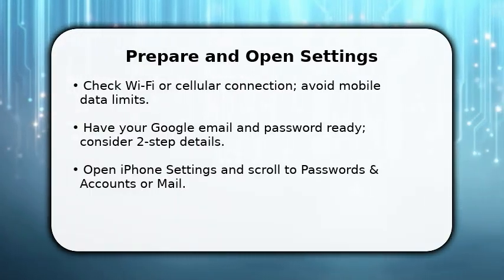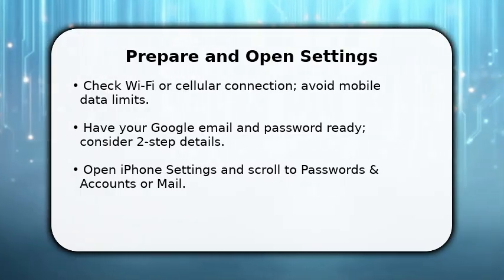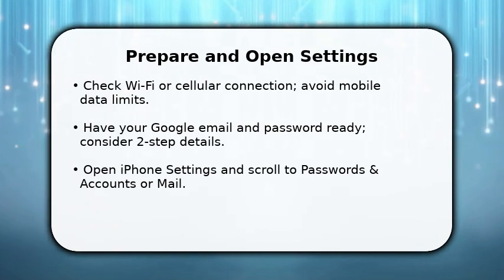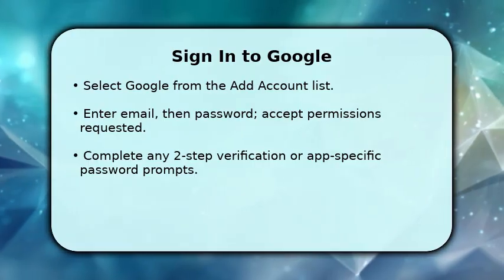This step begins Account Edition, and you'll see Add Account. Tap it to reveal account types. By starting here, you skip unnecessary setup and move immediately into adding Google. You'll tap Google from the list, then enter your email and password when prompted.